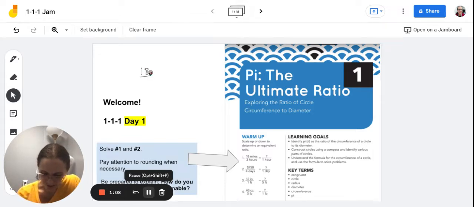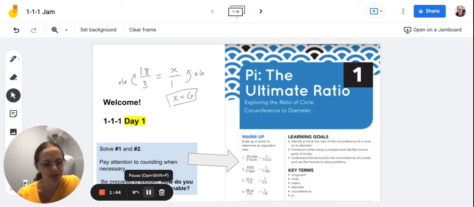So looking at number 1, we have 18 miles over 3 hours, and we know that that's equal to some number over 1 hour. All right, so what we have here is a proportion, or in other words, an equation that says that two ratios or two fractions are equal to each other. And there are a lot of ways to solve this proportion. Some of you probably noticed that 3 times 6 is 18. And you may have multiplied 1 times 6 to recognize that x is equal to 6. That is a good way to solve this problem, and what that means is that it would take 1 hour to travel 6 miles.